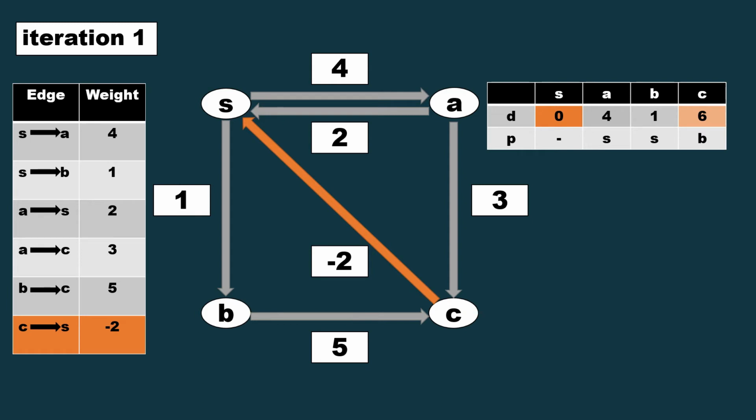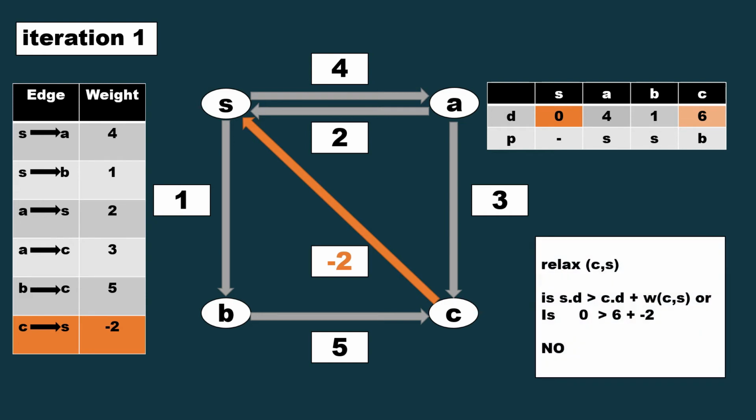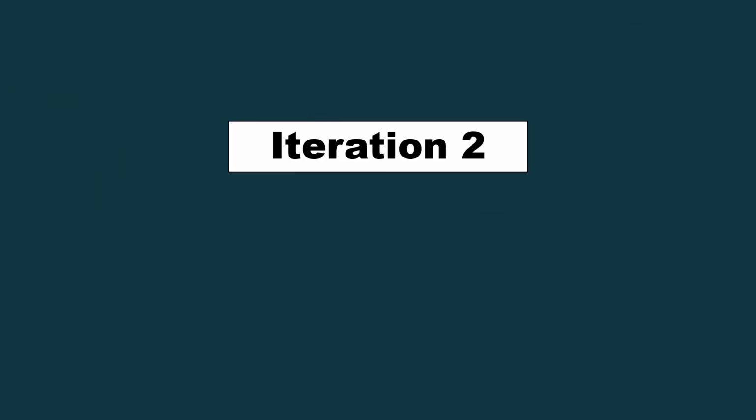Proceed to our last edge. Relax CS. Is 0 greater than 6 plus negative 2? No. 6 plus negative 2 is equal to 4, and 4 is greater than 0, so we will not update. We're done with our first iteration. We're now in our second iteration.